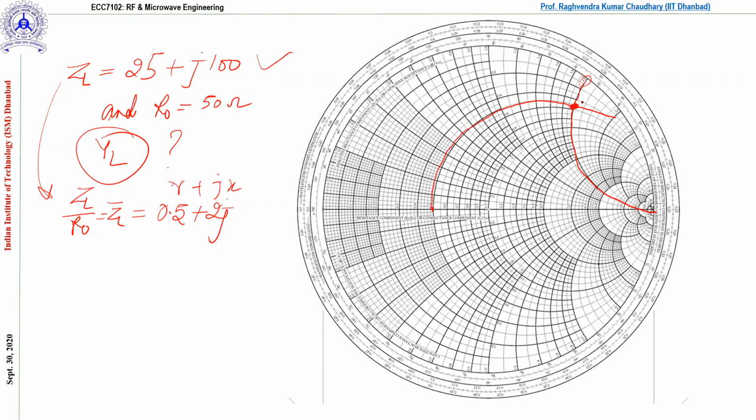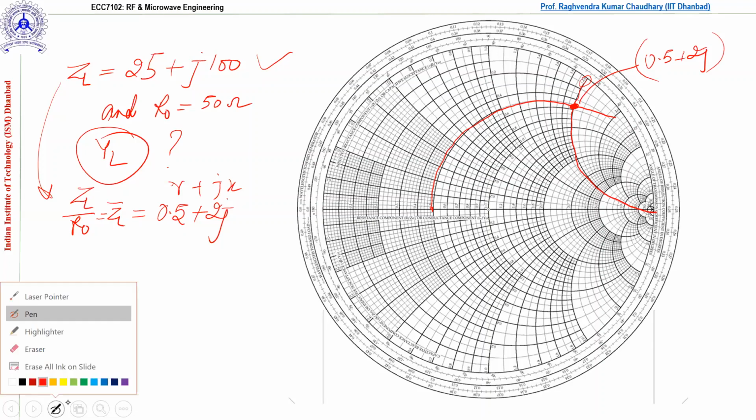So they intersect at this point. This point is actually 0.5 plus 2j over the Smith chart. Over the Smith chart, you have this point. I hope this is clear to you. You can also find it over the Smith chart and point it.